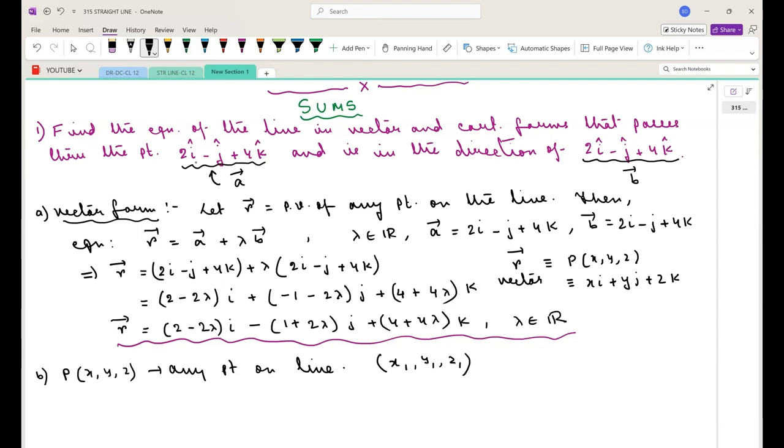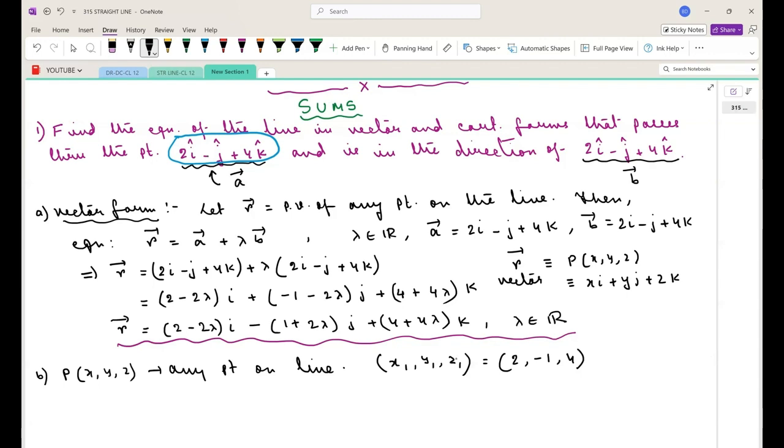Now, if you look at the question, the given point has the position vector 2i minus j plus 4k. So if the position vector of the point is 2i minus j plus 4k, then definitely the coordinates in the Cartesian form of the same point will be 2, minus 1, 4. This is again from the vector chapter, just the coefficients of i, j, k. So you directly identify your x1, y1, z1 from the position vector of the point.